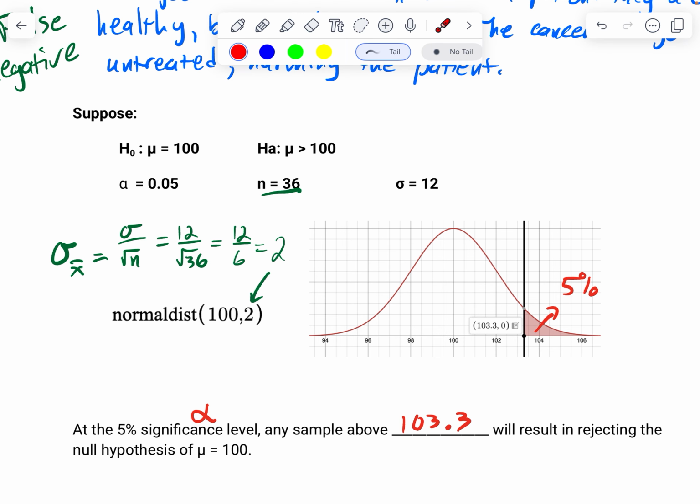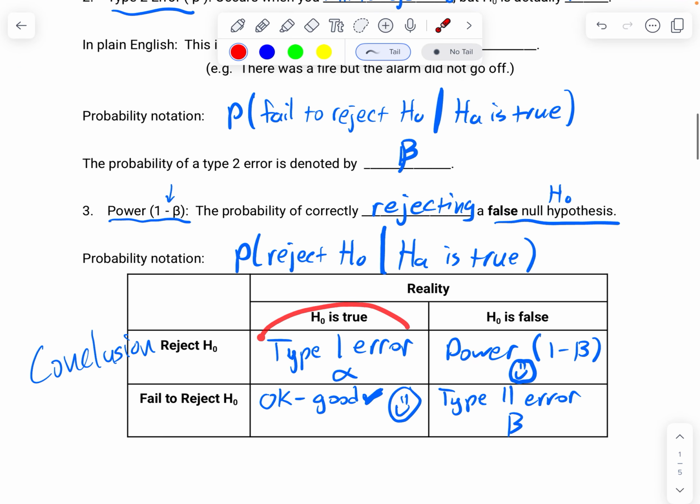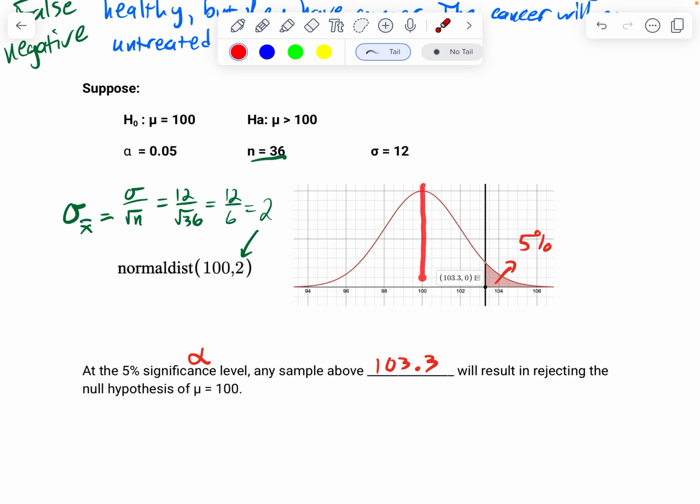Now, higher up in the notes, it said the probability of a type 1 error, that is just alpha, right? Because if the truth is 100, if this is the truth, then 5% of the time will result in samples over here. We have to set this cutoff line somewhere. But no matter where we set it, we are going to make a mistake that often.